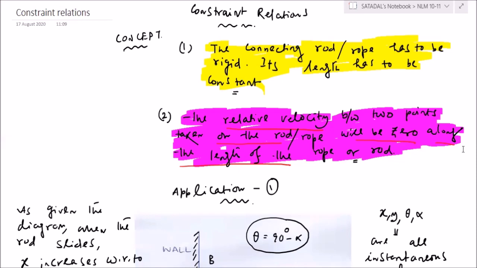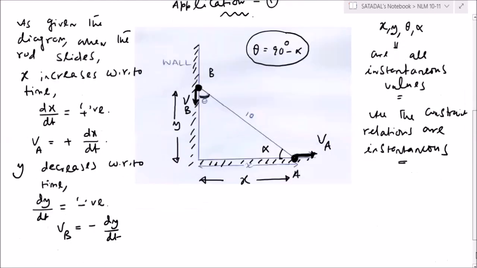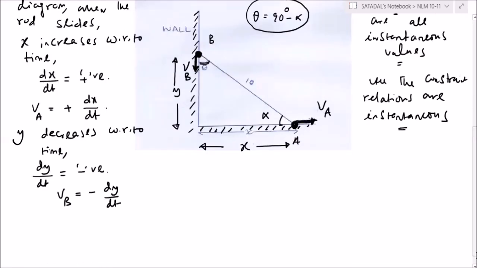Chalo, that's okay. Now see, everyone, from triangle OAB, can I write x square plus y square is equal to L square, right? So in this particular diagram, which quantity is constant out of x, y, and L? L is constant.